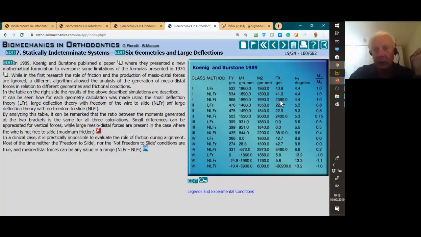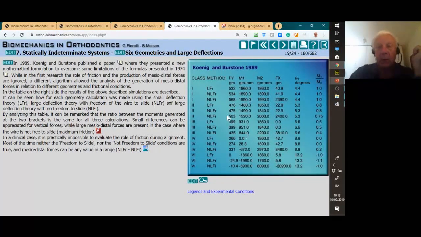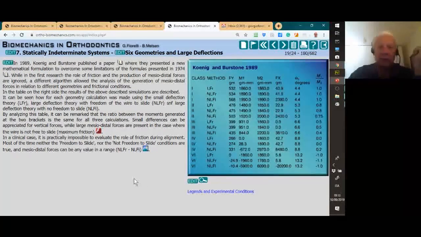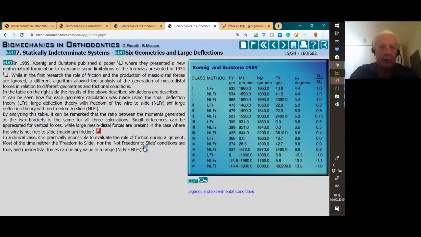So here you see in geometry 1 the mesiodistal force is about 2 kilograms, and it rises in higher geometries to very, very large forces. The reason why we have larger forces in high geometries is because high geometries allow for larger deflection.